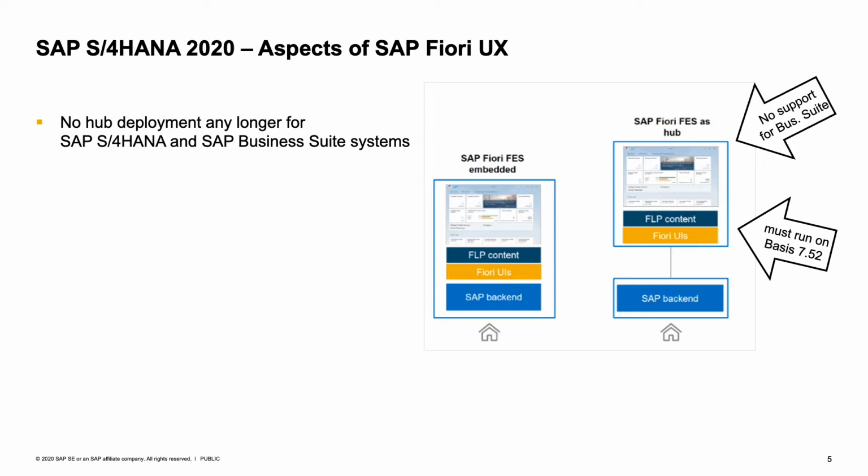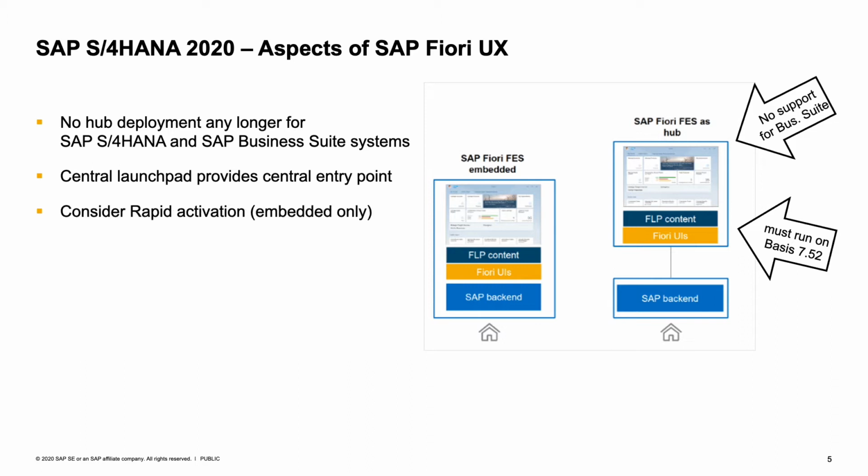So no hub deployment in case you would like to run the front-end server together for S/4HANA and for the business suite system. That is the general recommendation. So we in general recommend to use the central launchpad as a central entry point. That is an approach that we recommend.